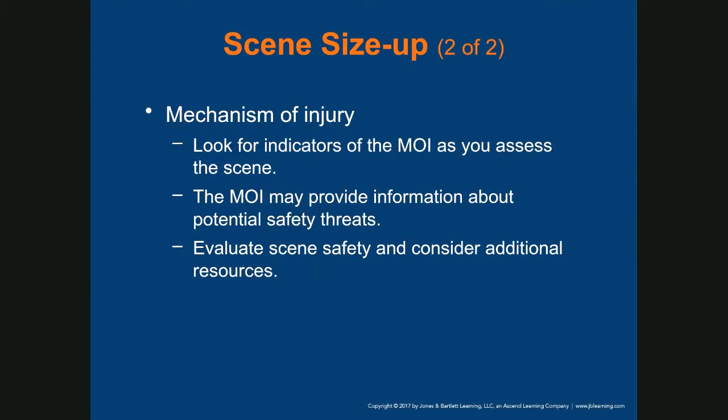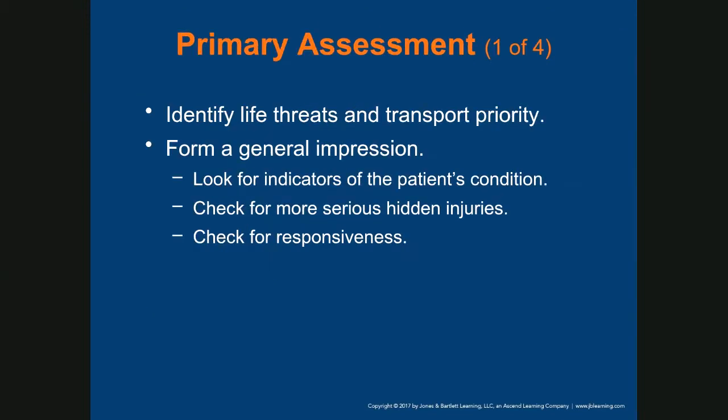Think about the mechanism of injury. Look for indicators of the MOI as you assess the scene. The MOI may provide information about potential safety threats. Evaluate the scene safety and consider additional resources. Now, once we have completed the scene size-up, the next phase of the assessment is the primary assessment. And the primary assessment is done to identify any immediate and potential life threats. So identify life threats and transport priority, right?